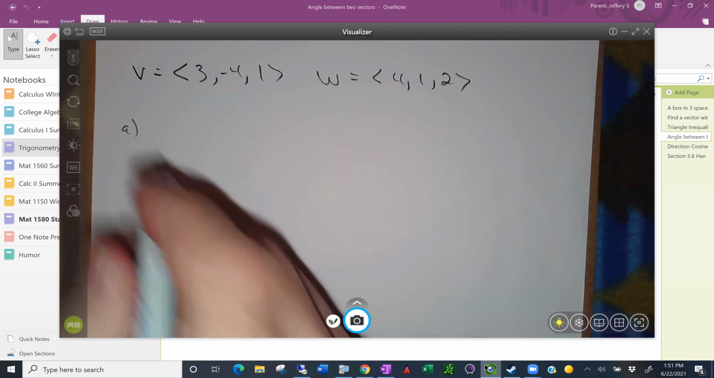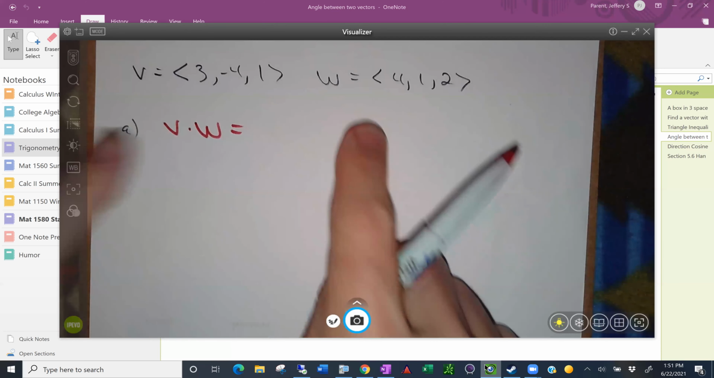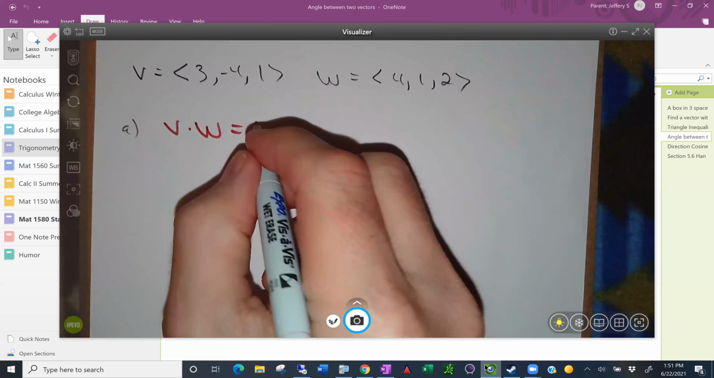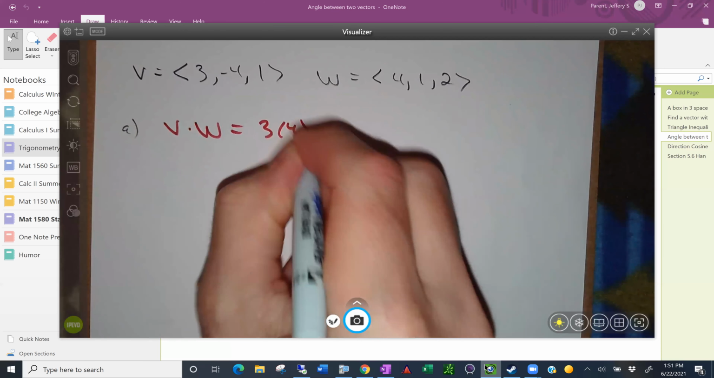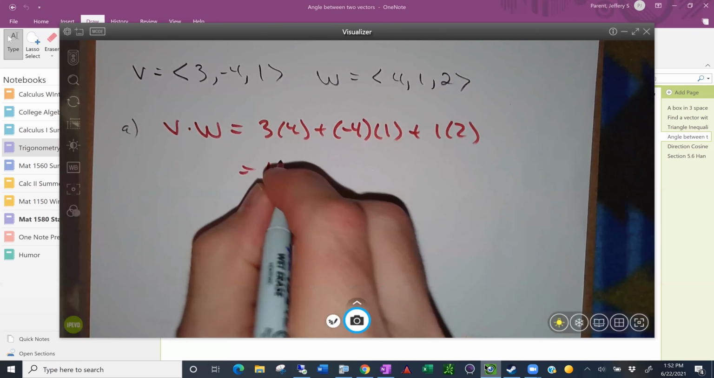So the dot product V dot W is going to be 3 times 4 plus -4 times 1 plus 1 times 2. 12 minus 4 is 8 plus 2 is 10. So there's V dot W.